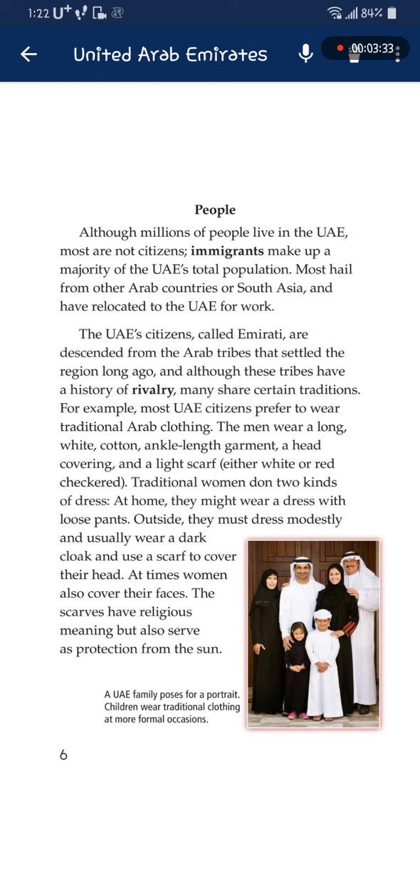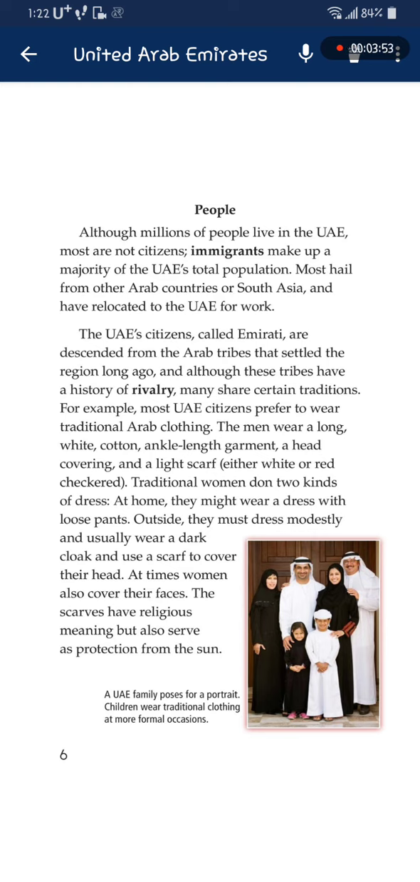For example, most UAE citizens prefer to wear traditional Arab clothing. The men wear a long white cotton, ankle-length garment, a head covering, and a light scarf, either white or red checkered.